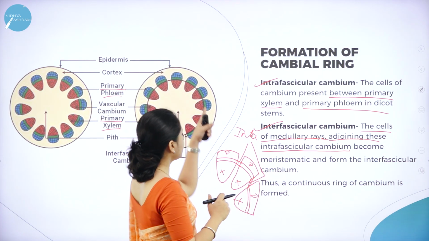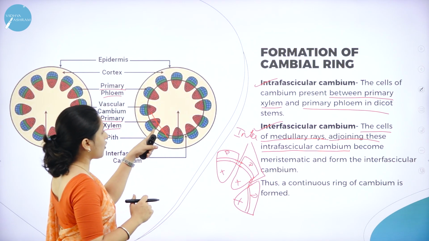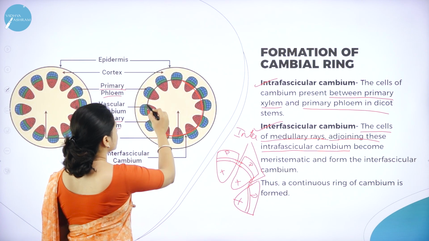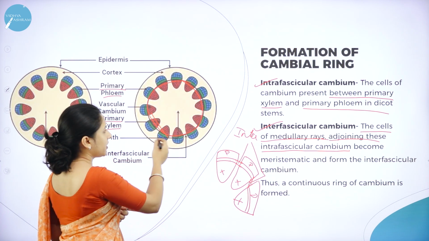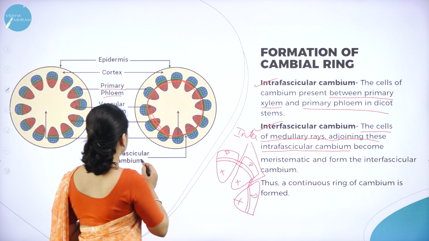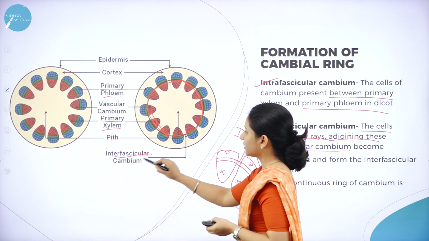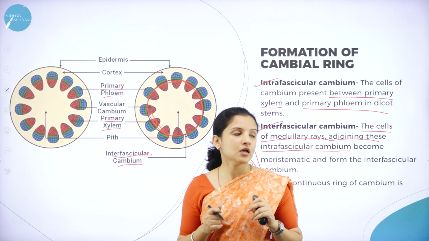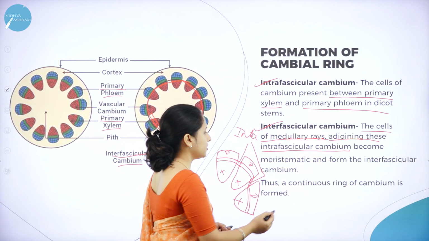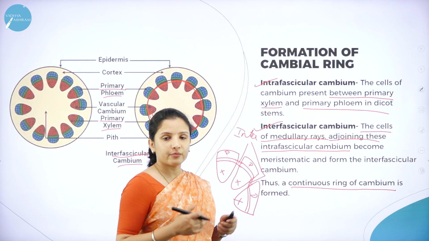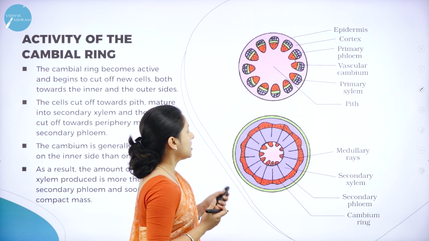So therefore a continuous ring of cambium is formed now. You can see here a continuous cambial ring is formed. So this is about the intrafascicular and the interfascicular cambium. Thus a continuous ring of cambium is formed. This is how the formation of the cambial ring actually occurs.